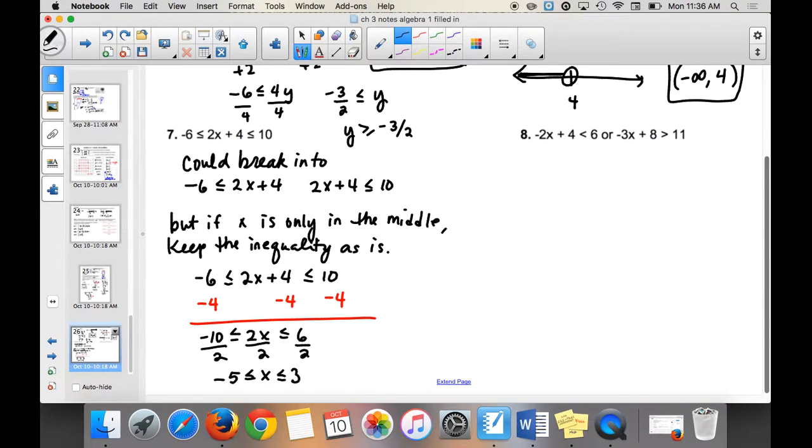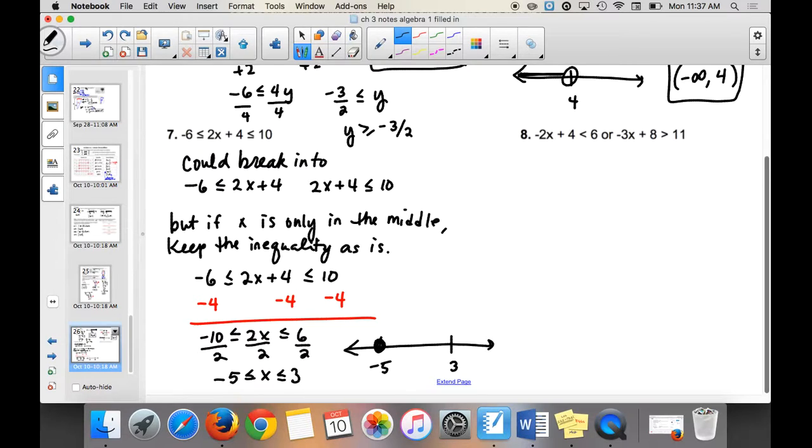All right, so now we want to graph that. The way this is read is negative 5 is smaller than some number, but that number is smaller than 3. So on a number line, we have negative 5 and we have 3, and we have everything that's in between. Do you see how x is sandwiched between the 2 numbers? So our shading is sandwiched between those 2 numbers.